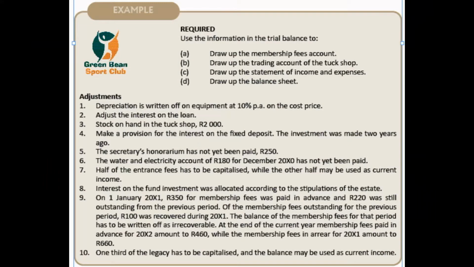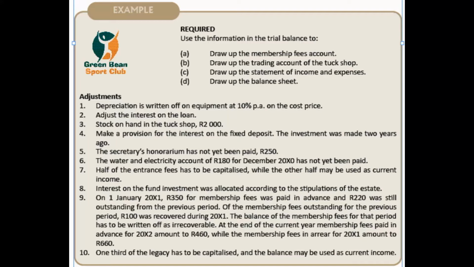All right, let's start with that example. What they say is use the information in the trial balance to draw up the membership fees account, the trading account for the tuck shop, and then the statement of income and expenditure, and then draw up the balance sheet. But then they give you 10 adjustments, and it's not required that you do the accounts for the adjustments. It is just required that you take the adjustments into account and then obviously adjust the balances of the ledger accounts.